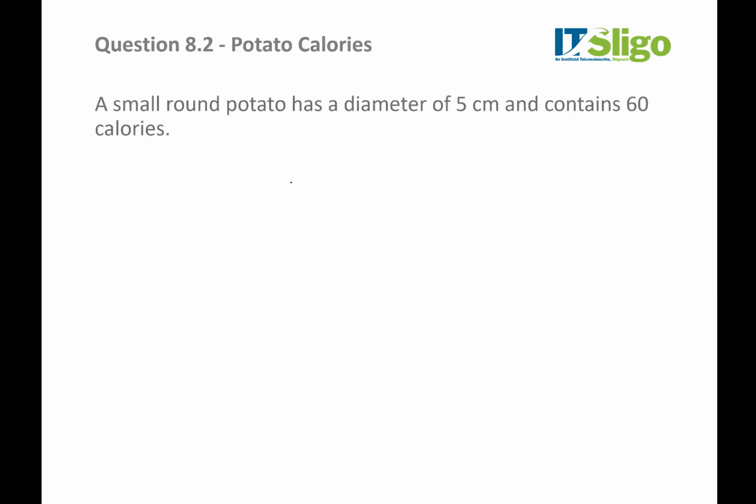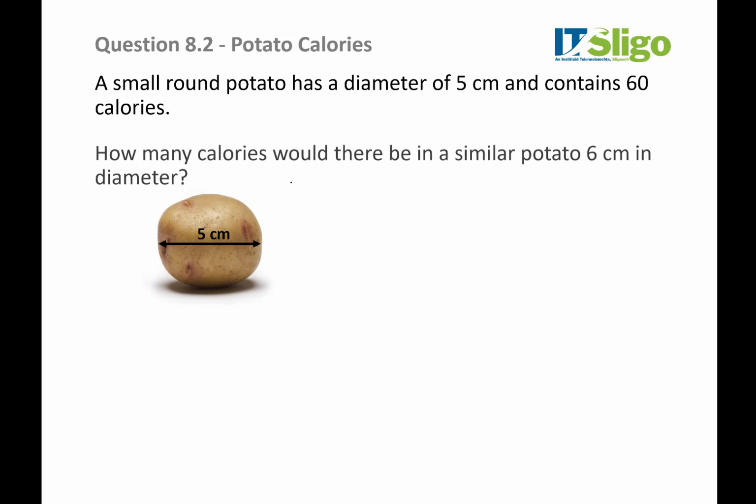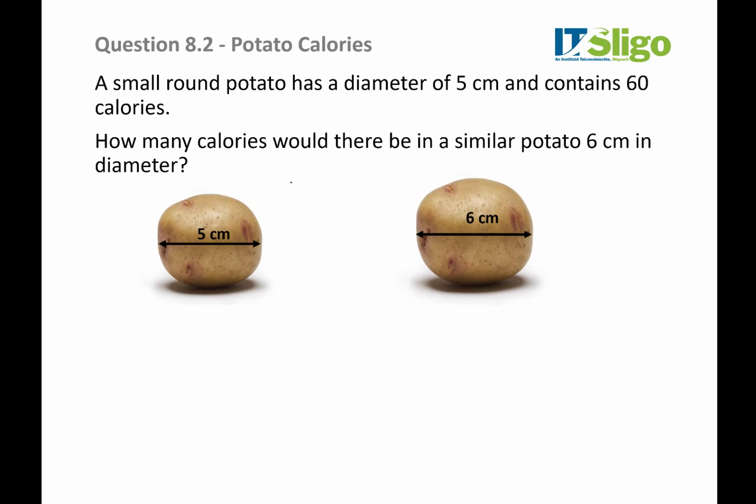So here's one for you to try. I'm trying to make the potatoes as round as possible, but the principle would still apply if the potato was oval shaped. The maths would be a lot more complicated because we'd be dealing with ellipses and stuff like that. So just imagine these are nice round potatoes. So a small round potato has a diameter of 5 centimeters. A larger round potato has a diameter of 6. What's the increase in calories?